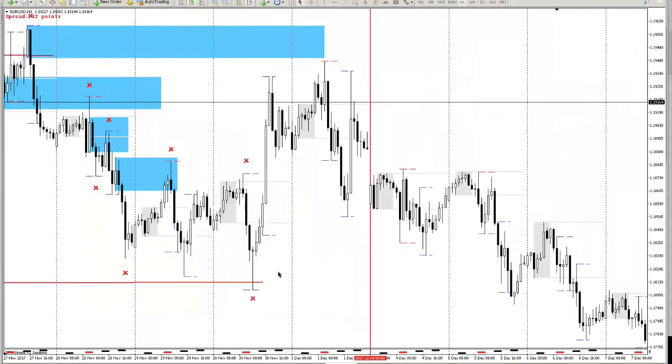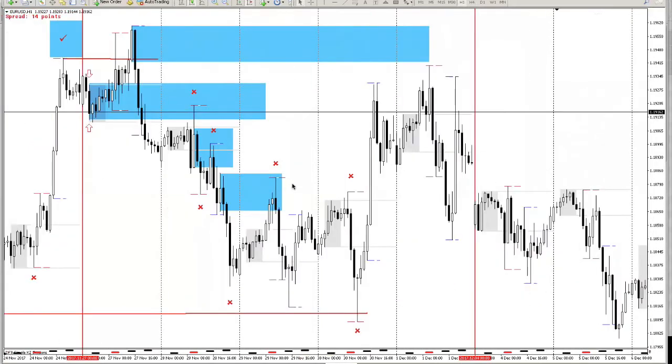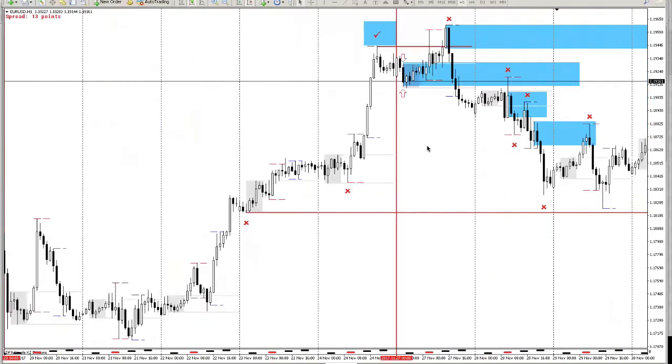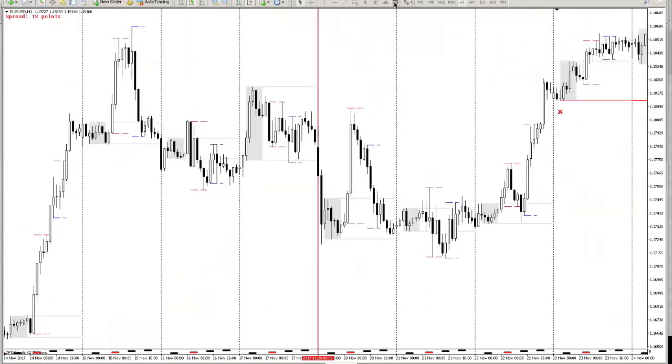But once it's run the stops, you can take partials, take half off, or get out completely. It's totally up to you. But that's a bearish breaker and a whole lot of other tips for you guys, because I really, really just want to give you guys value.